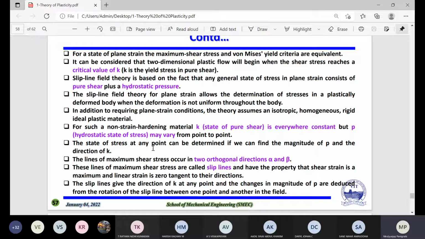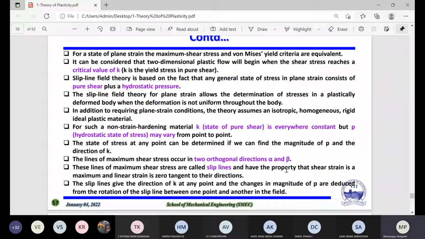At the same time, one more important factor is that the lines of maximum shear stress occur in two orthogonal directions. Because if you see the lines of the shear stress, you see in which line it is passing. One is angle alpha, and the second one is angle beta. In the ellipse, if you want to remember, one is the major axis and one is the minor axis. For the critical resolved shear stress we have discussed, one angle is theta and one is phi. These lines of maximum shear stress are known as the slip lines. So this is all about plastic deformation that we have covered in this module.